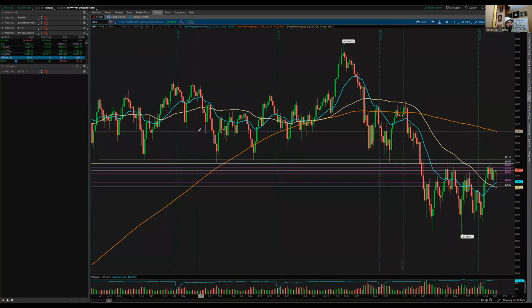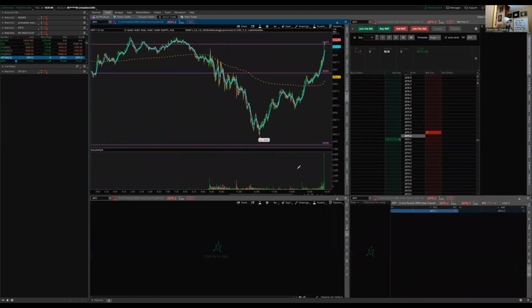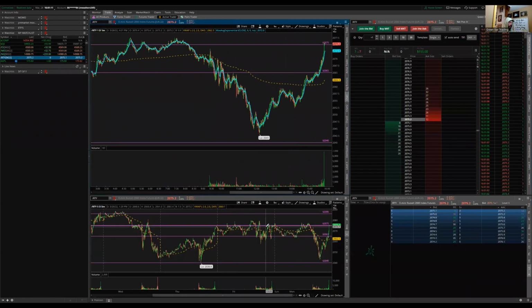All right, guys, super quick coming on here. Really, really fast. I need you guys to realize how important it is to have key levels to trade from. It's just so important. Looking here, this is the Russell 2K.